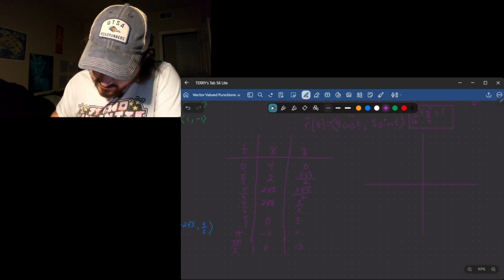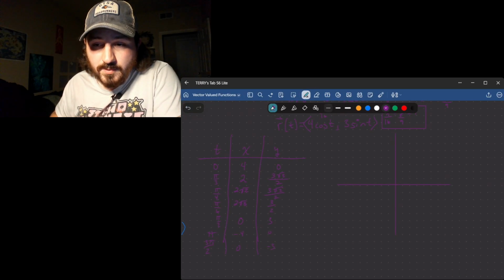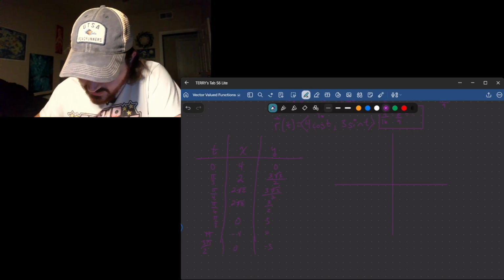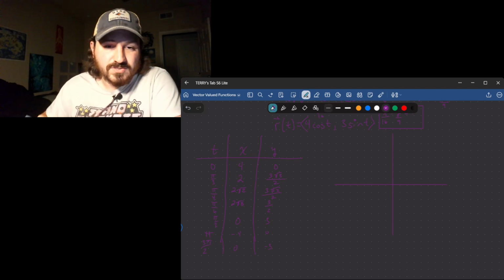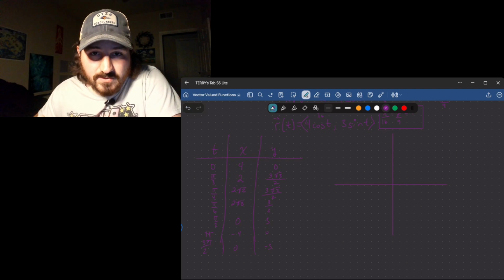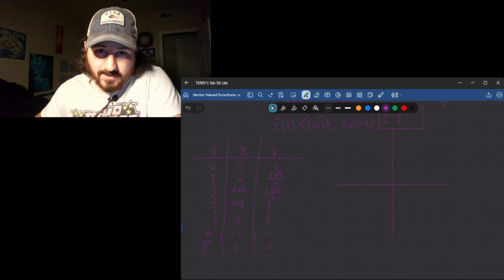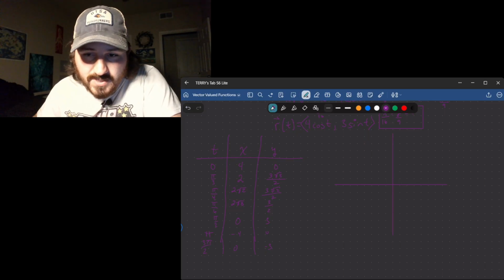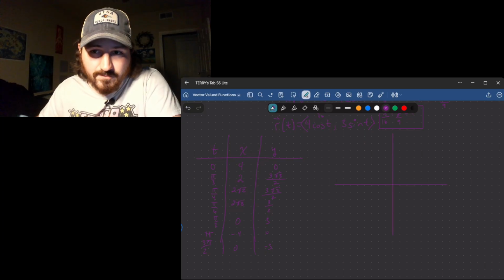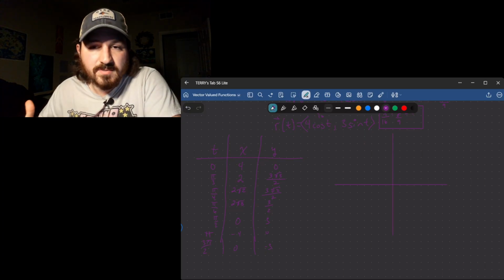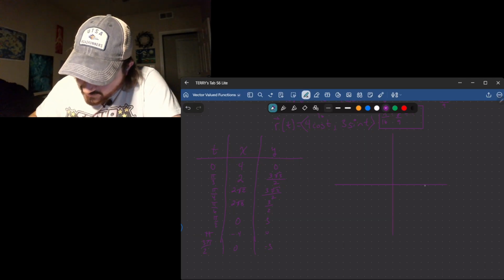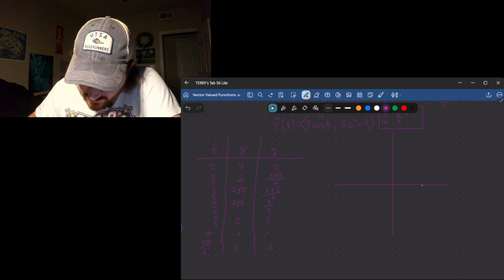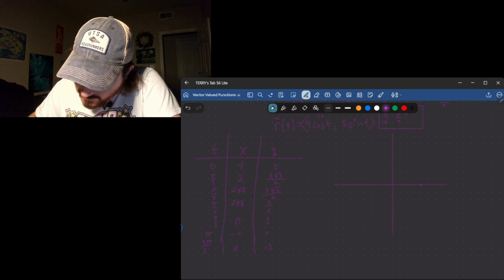It's important that we started at t equals 0 for a couple of reasons. The biggest thing is that this tells us what direction our graph is going, which is the cool thing about vector valued functions. Because they're parameterized, they also tell you the direction of the graph, which can be really useful, especially in something like physics. So at t equals 0, we have x of 4, which is here, and then y is 0. So we've got this point.